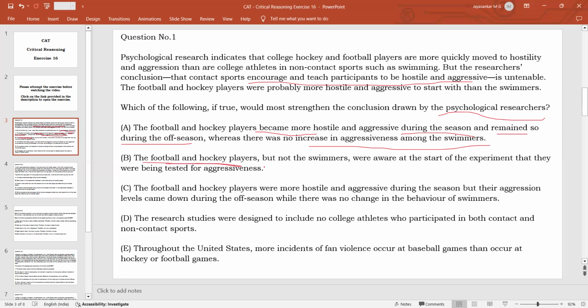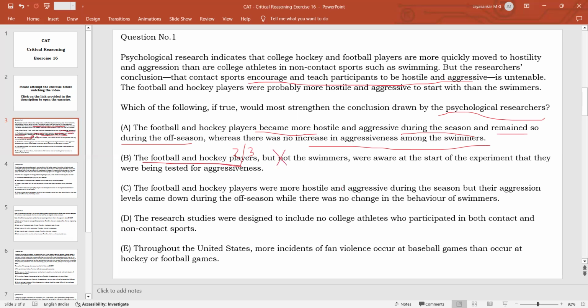And the third possibility is that the football and hockey players will neither try to reduce their aggression nor try to increase their aggression. Means they will continue with their normal character. So in such cases, again, we do not know whether it will support or weaken the conclusion. So in two out of three possibilities that it can arise, we do not know what will be the outcome, whether it will be supporting the conclusion. So only in one case we can say it will support the conclusion by the researchers. So that is why we will not be taking this as an answer.